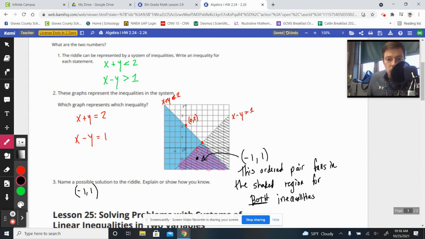There are many others. You could pick 1, -2, 2, -1, 2, -2, 3, -2. There are a lot of different ones that could work. This is just the one that I chose. This ordered pair falls in the shaded region for both, and so I know that it is a solution to both inequalities in the system.